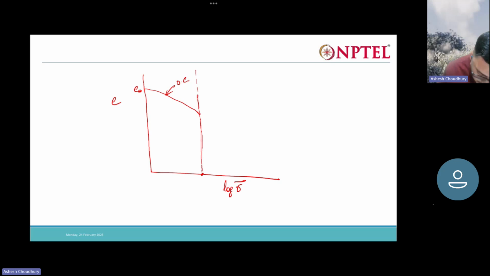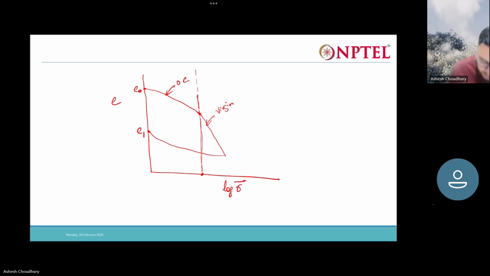So our curve is going to come something like this now. Okay. So this one is the virgin curve. Now if you unload the soil completely, the soil is going to come to something like this, to a void ratio e1. So you cannot go back to e0 because there will be some plastic deformation in the soil.